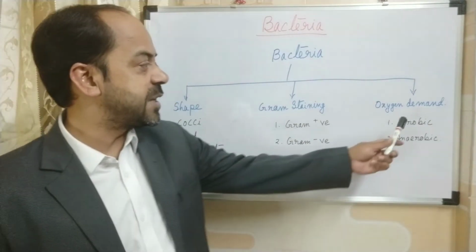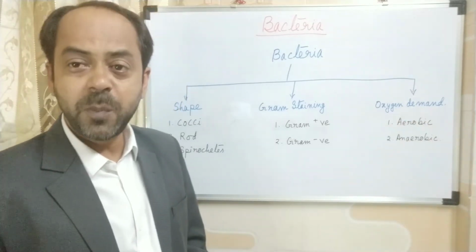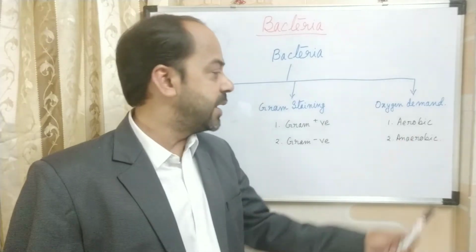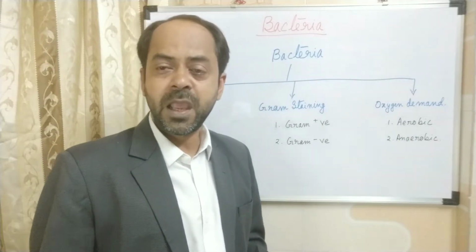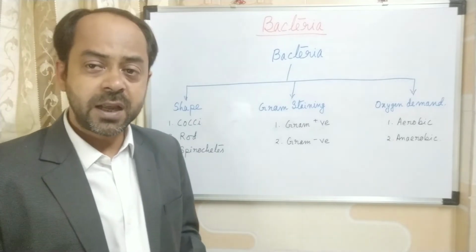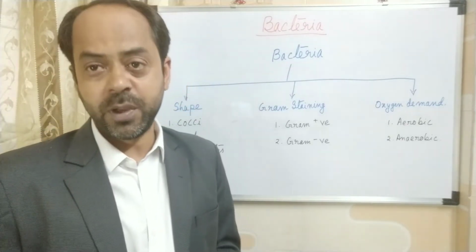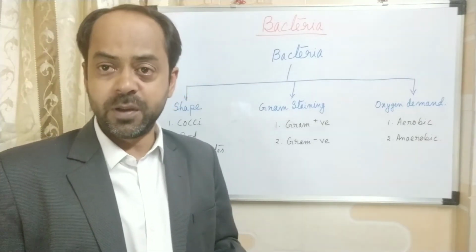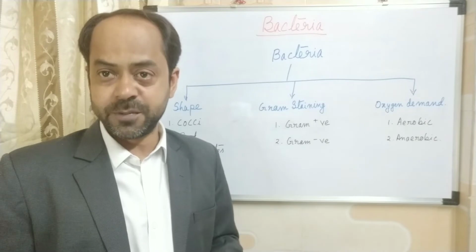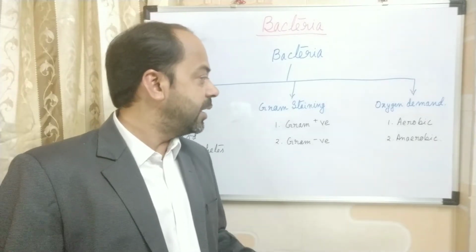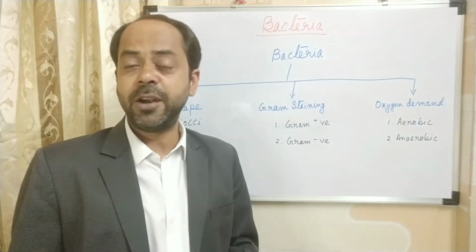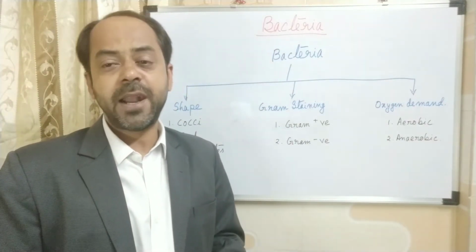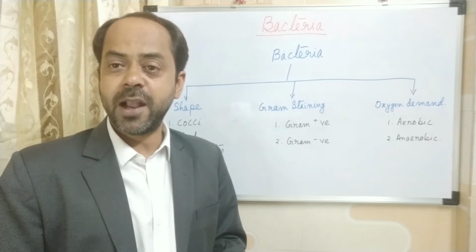Thirdly, as per the oxygen demand, bacteria are mainly classified into 2 categories: aerobic and anaerobic. Apart from that, there are 2 more categories. One is facultative aerobic, meaning the bacteria is mainly anaerobic but can survive in aerobic conditions. And secondly, facultative anaerobic, meaning the bacteria is aerobic but can survive in anaerobic conditions also.